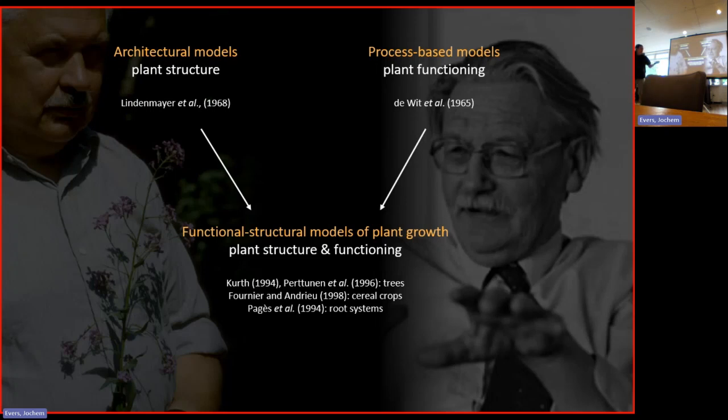And the earliest examples are from the mid-90s, specifically for trees. People in Finland were very much interested in simulating pine trees. And for cereal crops, now cereals are always a pet group of species for modelers, it was adopted in the late 90s, and separately for root systems, for people with a root bias, in the mid 90s as well. So there were several developments here that ultimately came together.